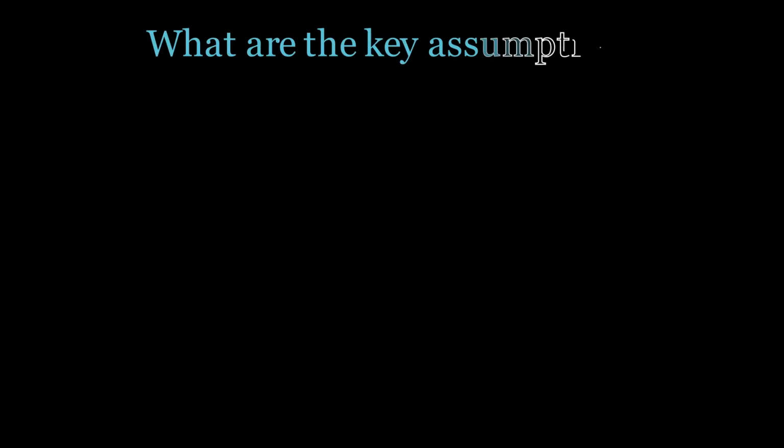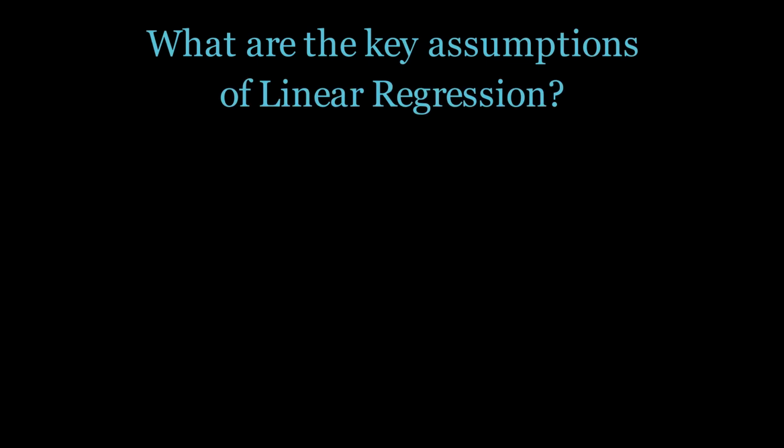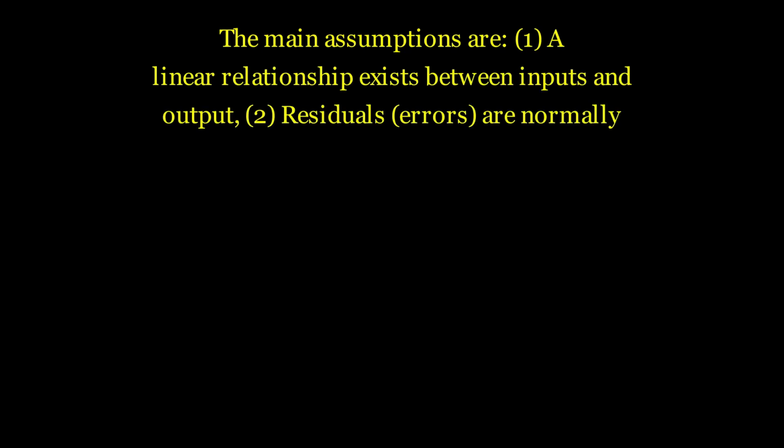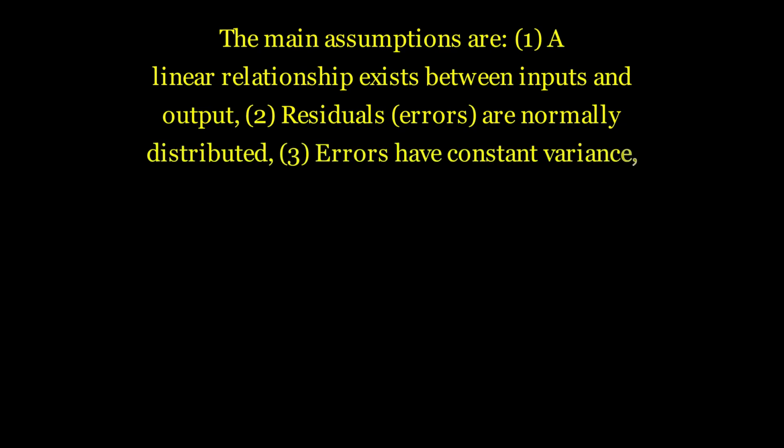What are the key assumptions of linear regression? The main assumptions are: 1, a linear relationship exists between inputs and output. 2, residuals (errors) are normally distributed. 3, errors have constant variance, and 4, inputs are not highly correlated.